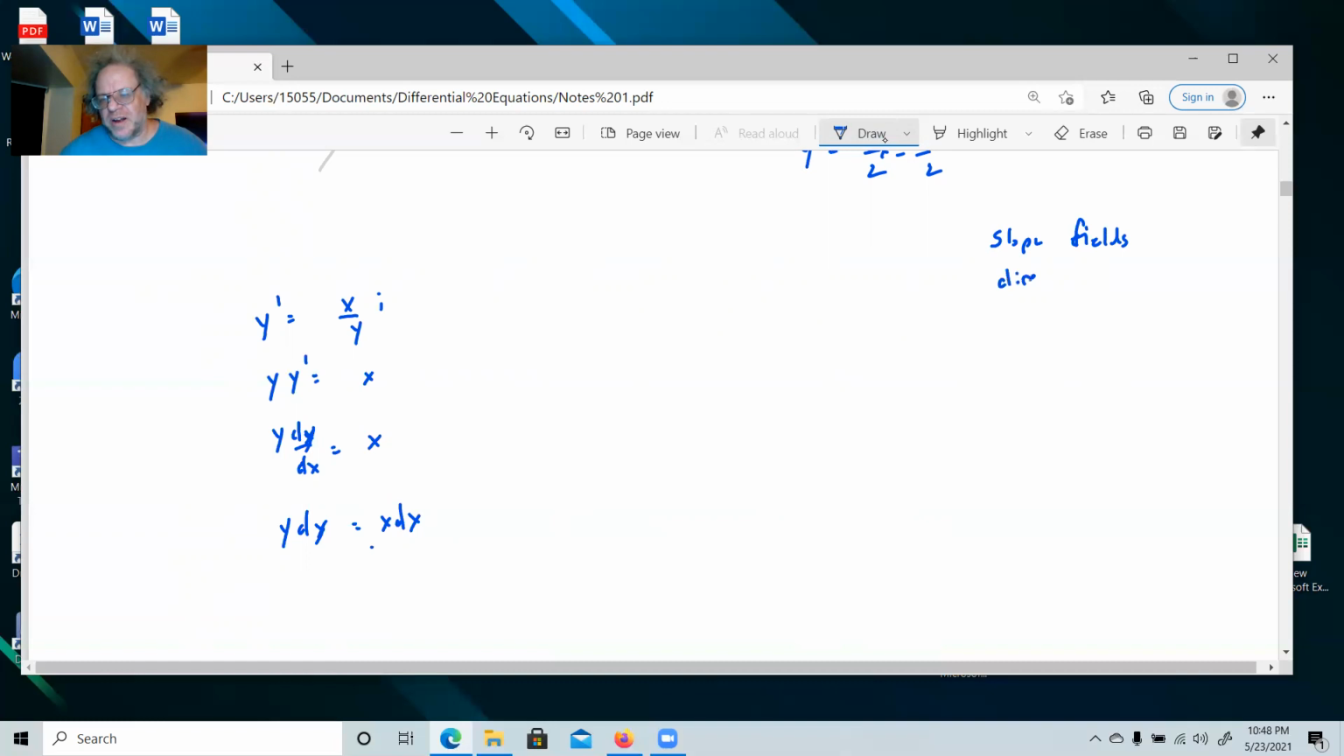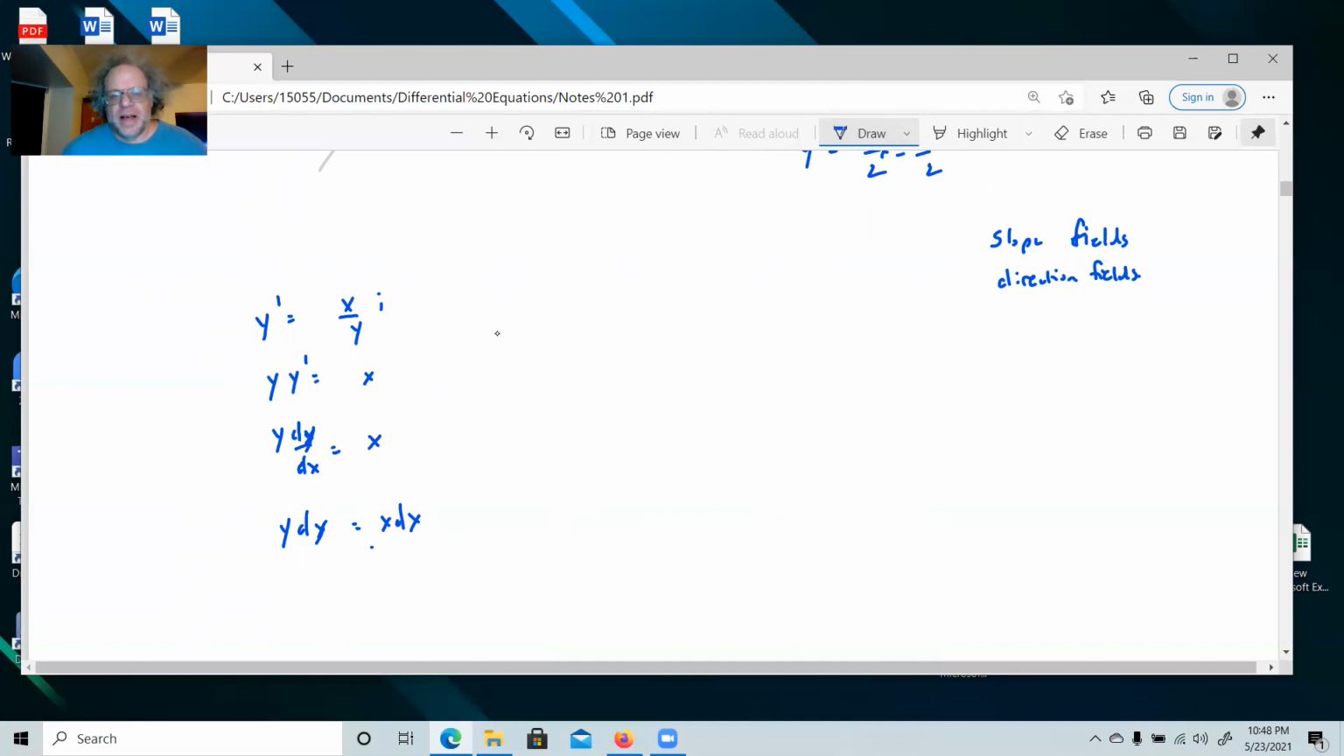I guess you can call them direction fields. I think that's what your book calls them, a direction field. But there's a lot of different words that are used to describe this graph.